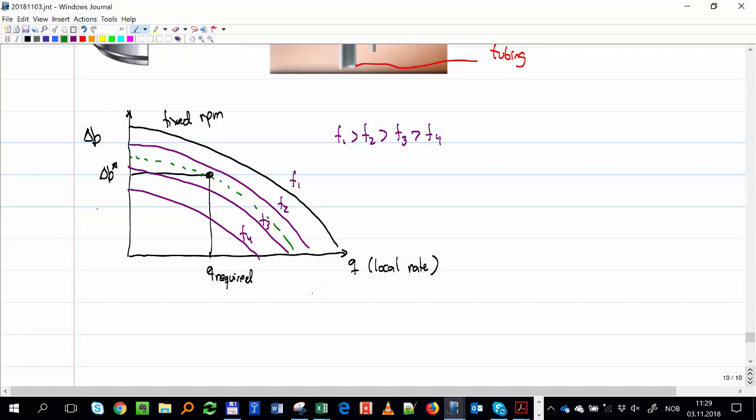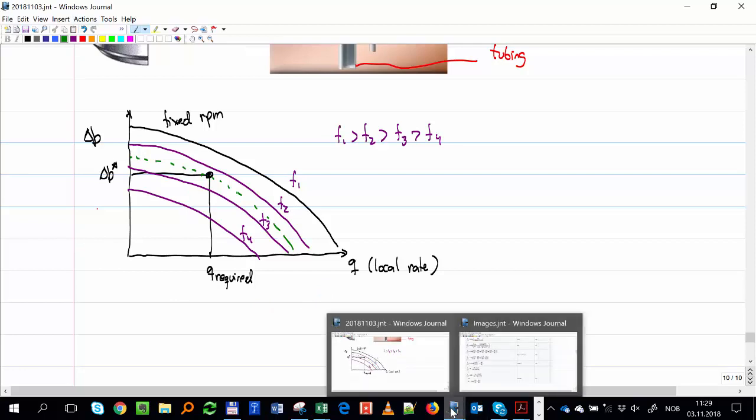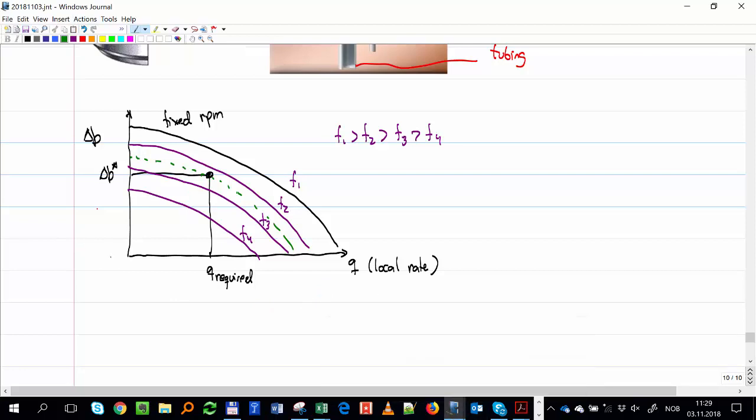Well, I suggest we stop here. What if the point is above the curve? Yeah, that we're going to discuss on Monday a little bit. What happens if the point is here, or you see that the pump can fall here, and there are some problems. But we are going to discuss that on Monday.